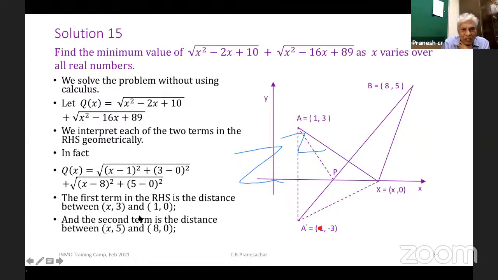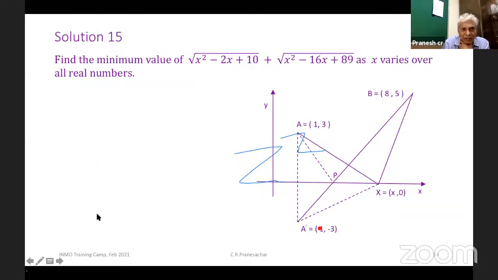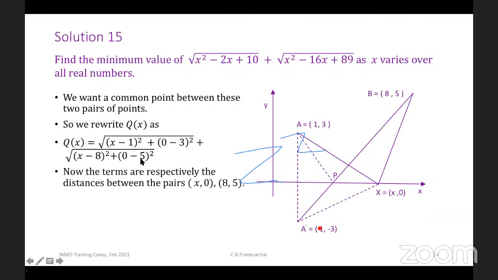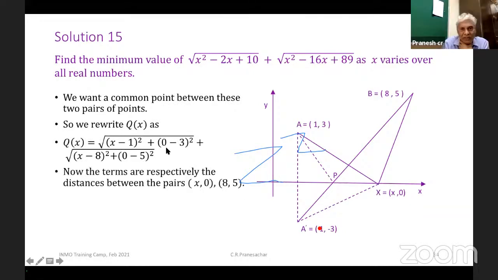But we need a common point here. So it looks as though there is no common point here. So we just interchange the 3 and 0 and 0 and 5. So we rewrite it as, instead of 3 minus 0, we rewrite it as 0 minus 3 and 0 minus 5. Now you see that there is a common point. The first term is a distance between x, 0 and, sorry, 1, 3.